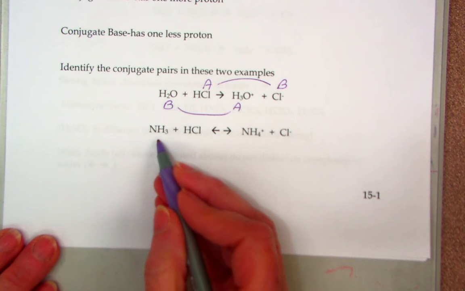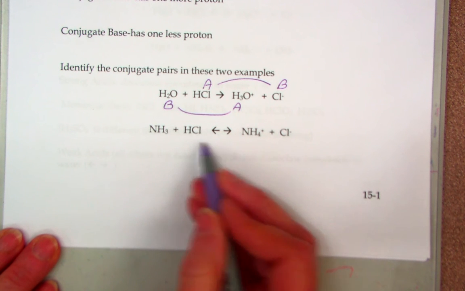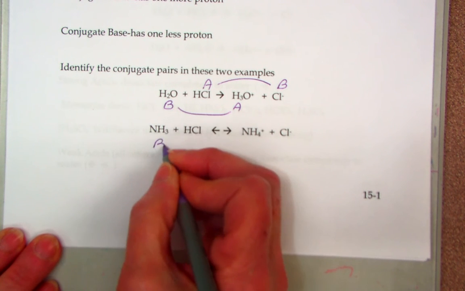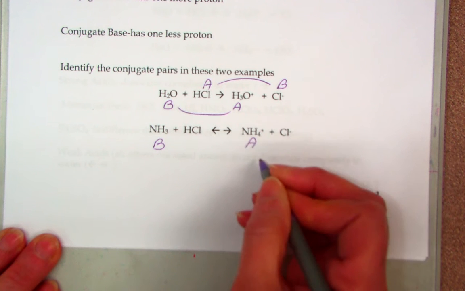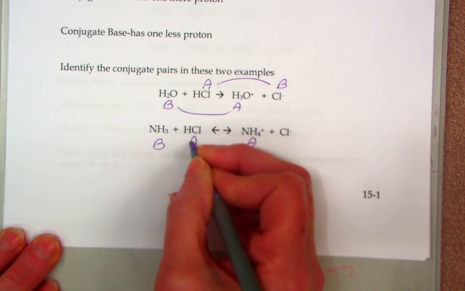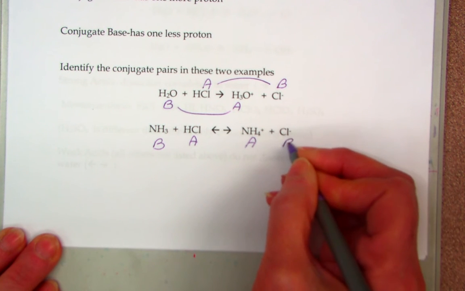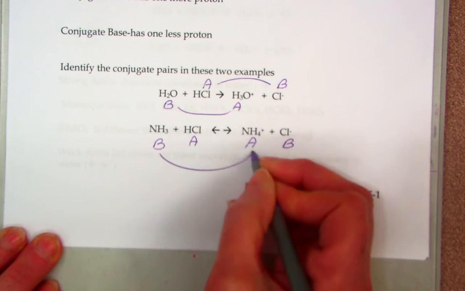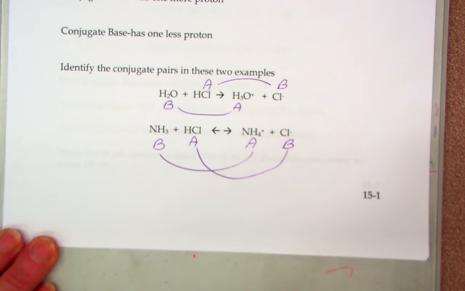Down here we have ammonia and ammonium. Ammonia is the base, ammonium is the acid. HCl is the acid, and chloride is the base. So we have two acid-base conjugate pairs. And remember, a conjugate pair differs by one proton.